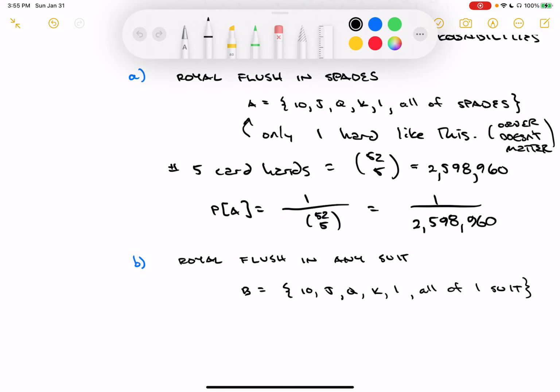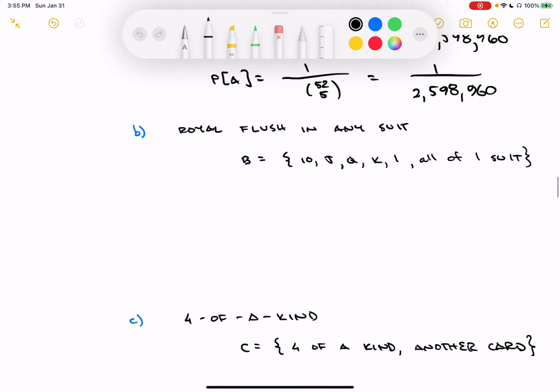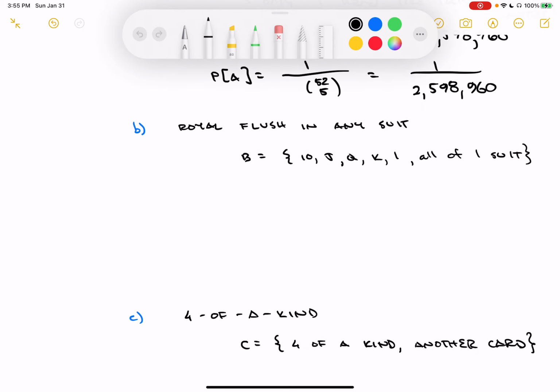Okay, so let's work to some of the less likely ones, but also the ones that aren't going to be as certain to win. The next one that is oftentimes talked about is just a royal flush. A royal flush is a 10, Jack, Queen, King, Ace. They all have to be the same suit, but it's not required to be spades. It could be spades, diamonds, hearts, or clubs.